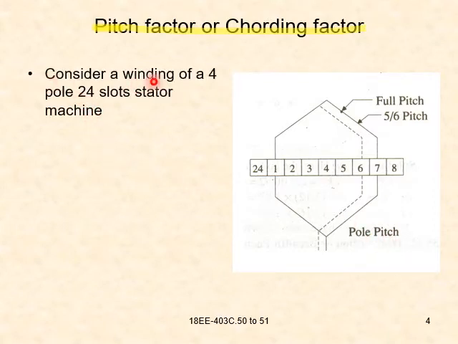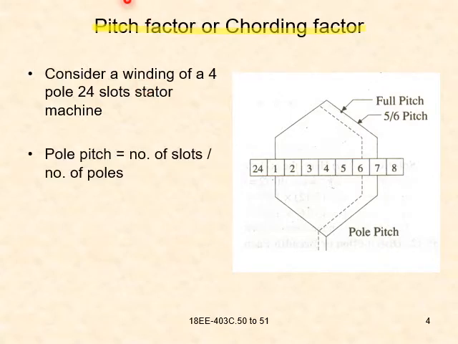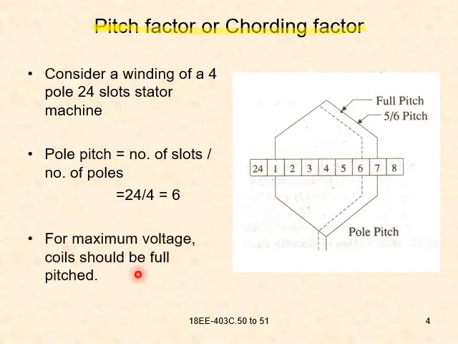Now consider a winding of a 4 pole, 24 slot stator machine. Here the pole pitch is equal to the number of slots divided by the number of poles, that is 24 by 4, which gives 6. That will be the pole pitch. For maximum voltage, the coil should be full pitched.